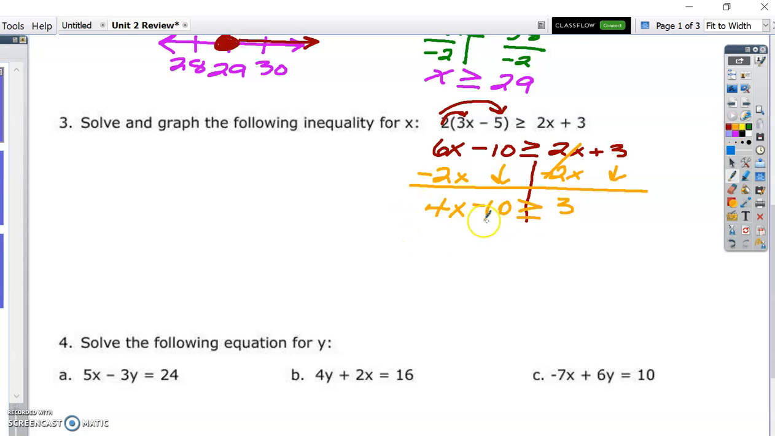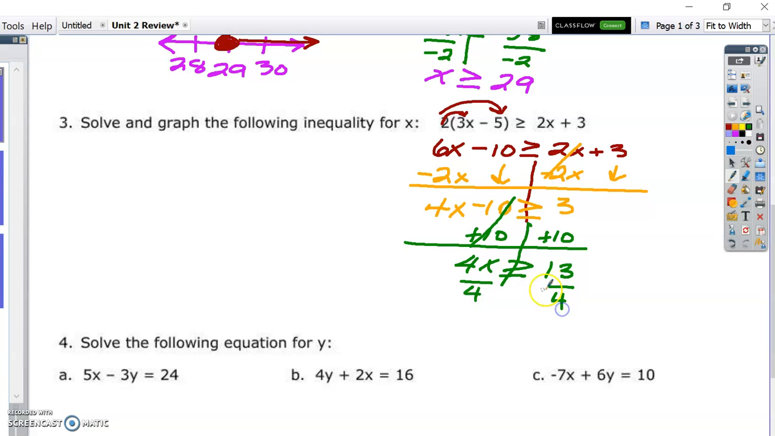All right, so now I have a 2-step, so I'm going to add 10 to both sides. Bring my wall down. Plus 10. 4x comes down. This cancels. Inequality stays the same. And I have 3 plus 10, which is 13. Divide both sides by 4. And I have x is greater than or equal to 13 over 4.